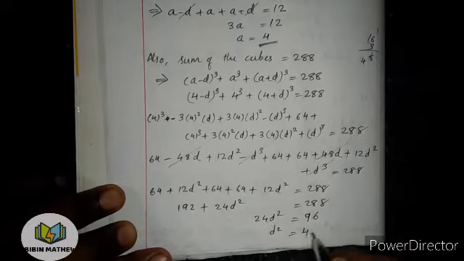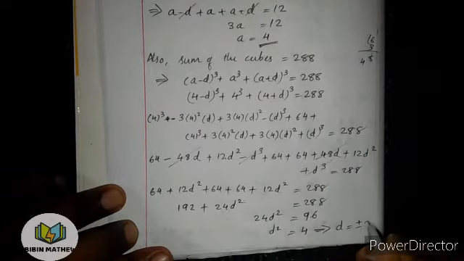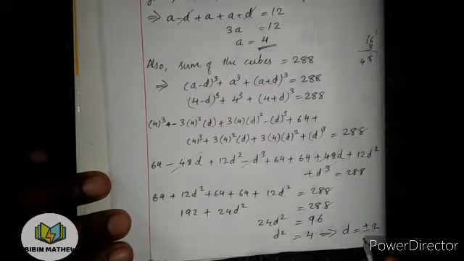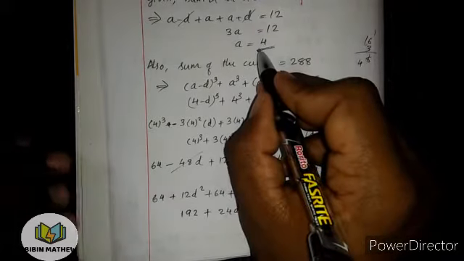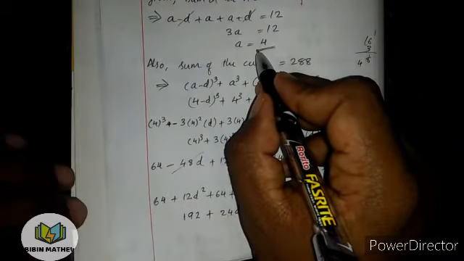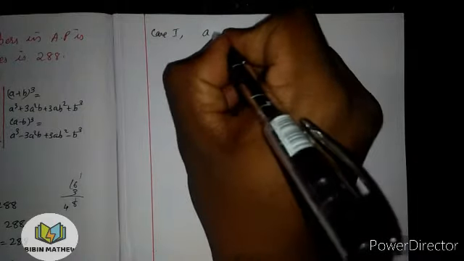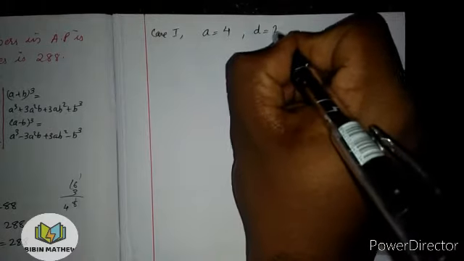If d square is equal to 4, that implies d will be plus or minus 2, क्योंकि d का स्क्वायर 4 है तो d कितना होगा? इसका रूट होगा. So from that one you will get a plus or minus 2. Now you got d, you got the first number as a. So how can you write the given AP? Case number 1. What is the first case? A is equal to 4 and d is equal to 2.